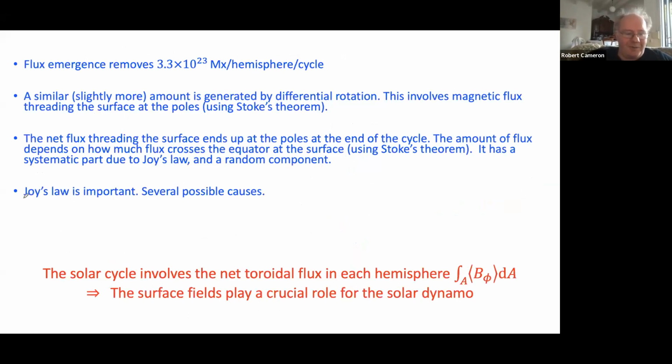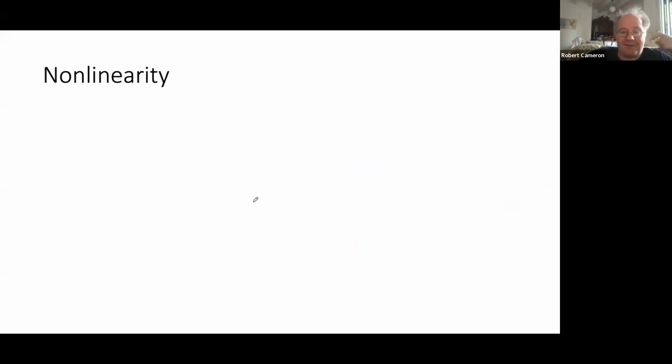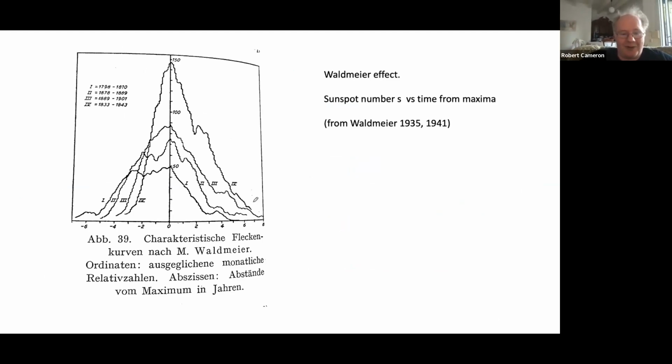So the new part to add here is Joy's law is important. There are several possible causes, and it's difficult to tell the difference between them. Before I finish, I want to mention the nonlinearity of the dynamo because it's quite pretty. This is at least one nonlinearity which I think is important. And it goes back to the Waldmeier effect. The Waldmeier effect is that strong cycles rise quickly and then decay, whereas weak cycles rise slowly and then decay. And this is from Waldmeier in 1935, 1941.